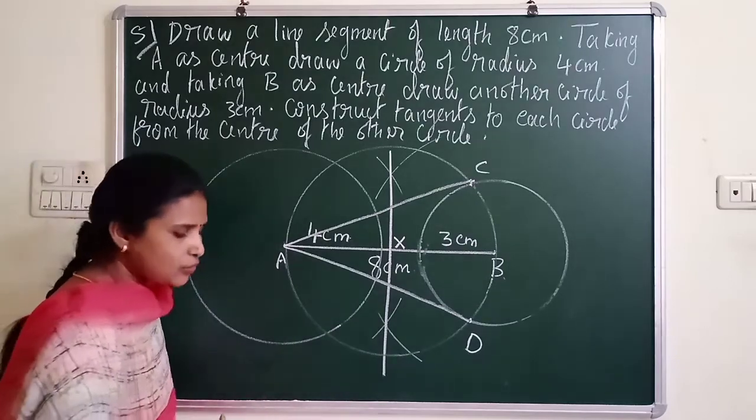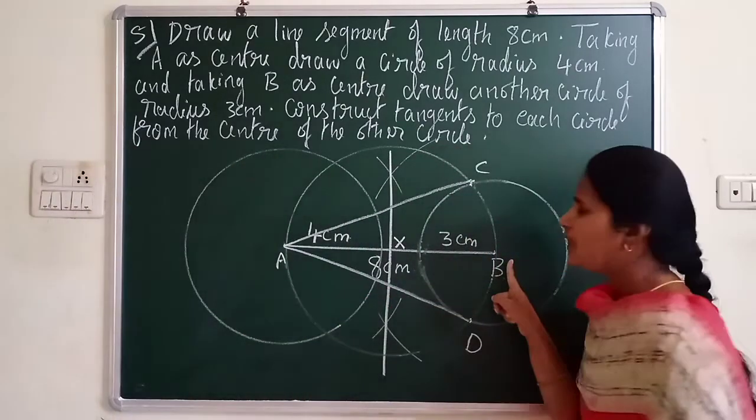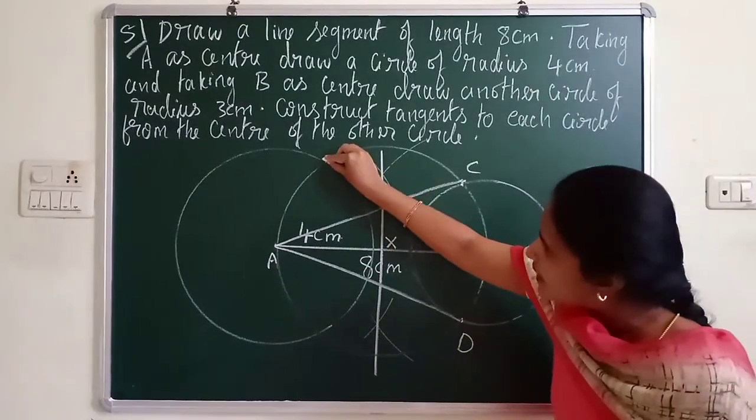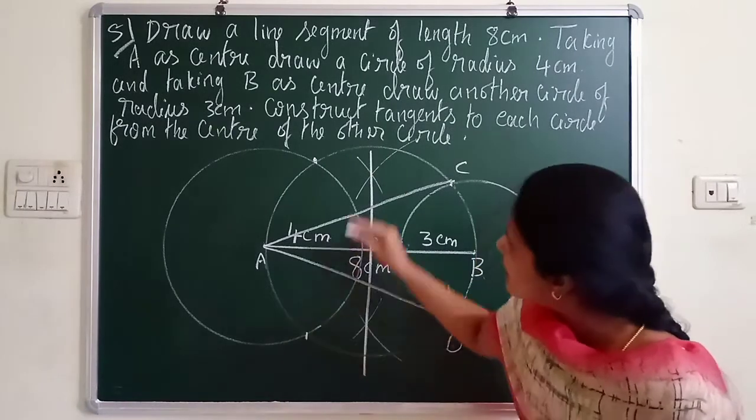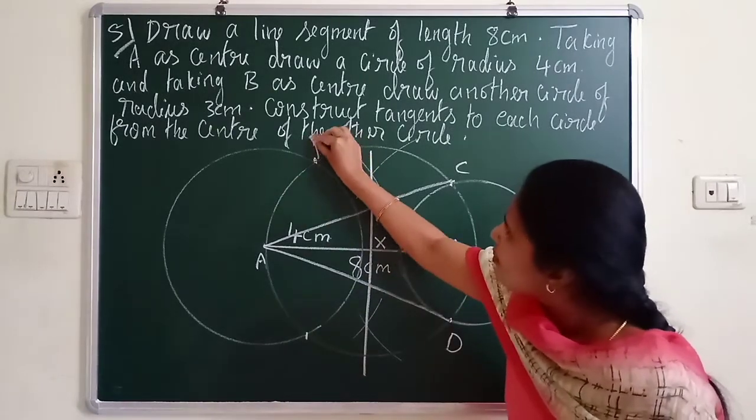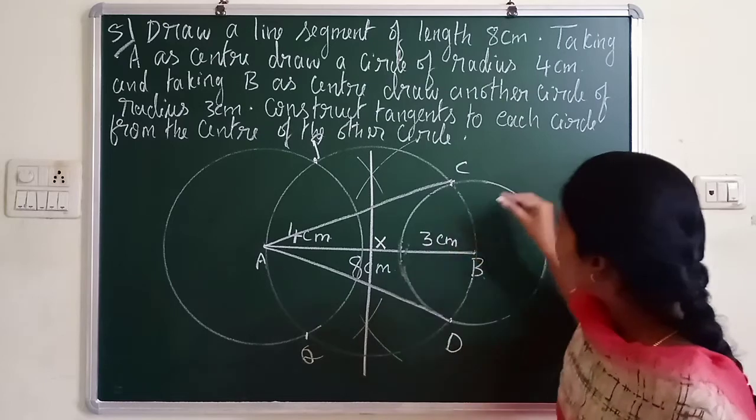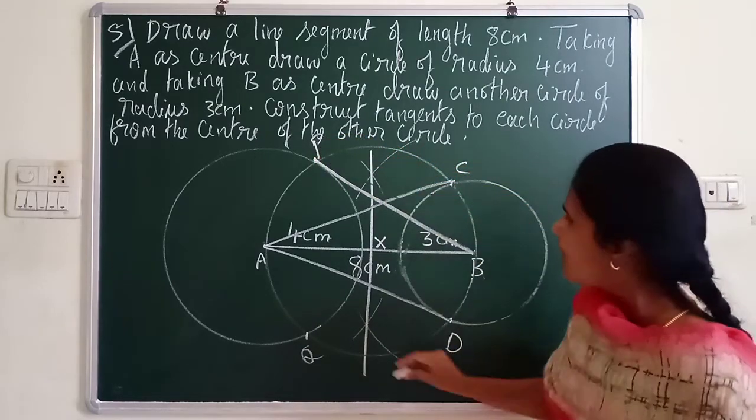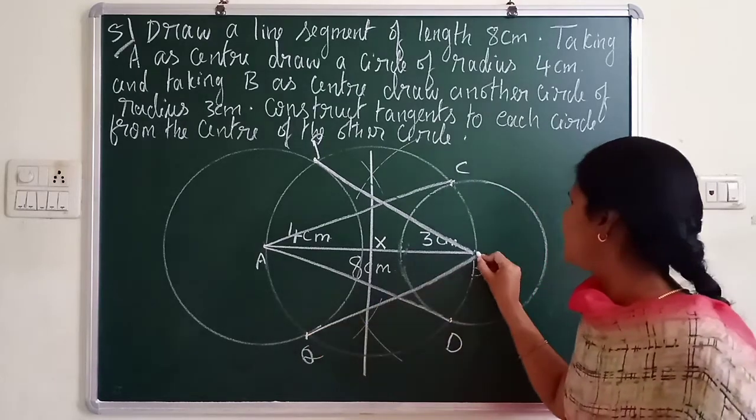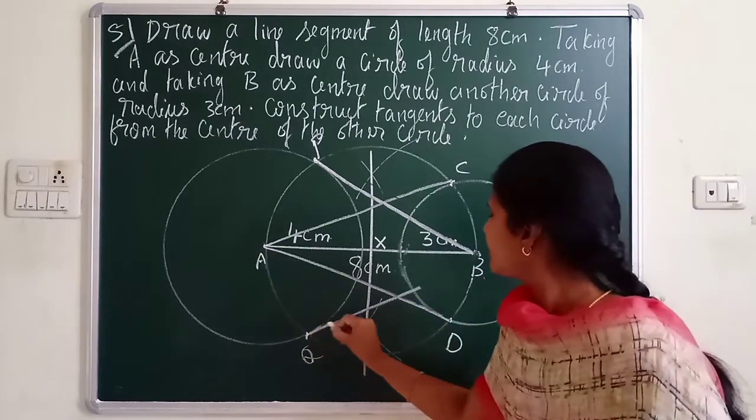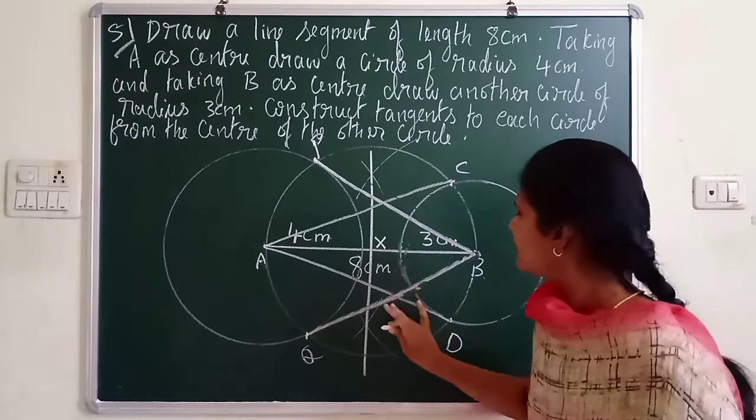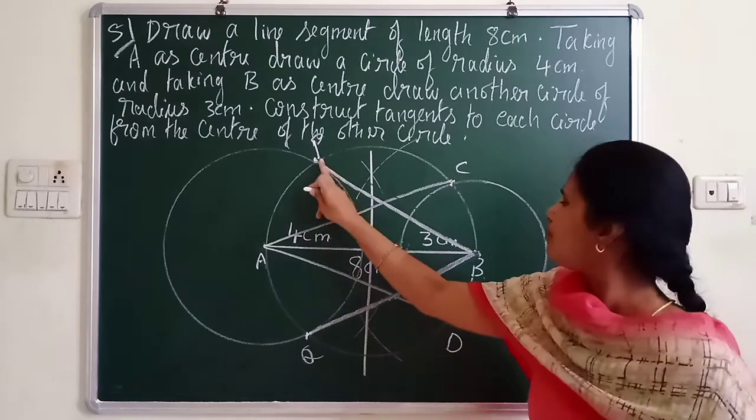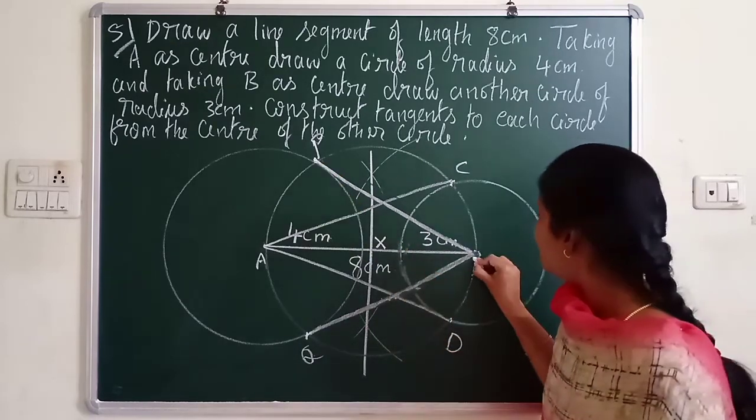Now similarly, I have to draw from the center B to the first circle of radius 4 cm. Just observe where they are meeting. You can see these are the meeting points. Mark these as P, Q. Now join. I have to join P to B and Q to B. So these are the 2 tangents drawn from P to B and Q to B.